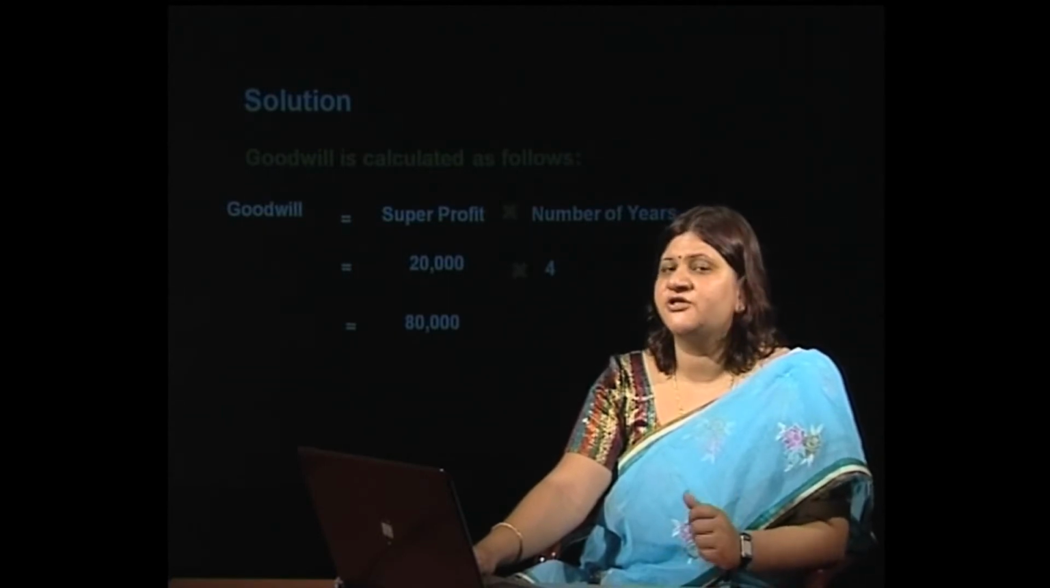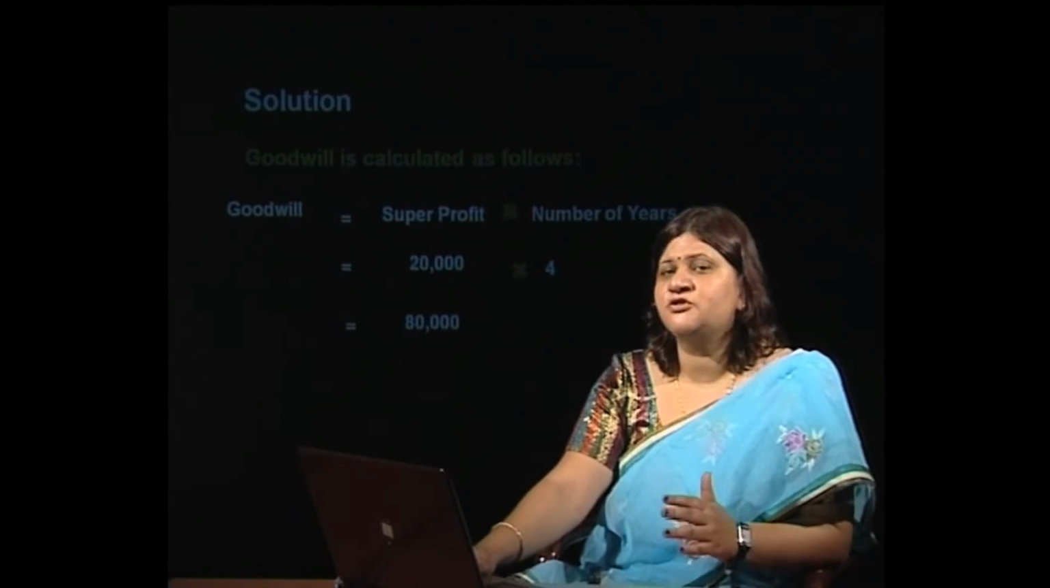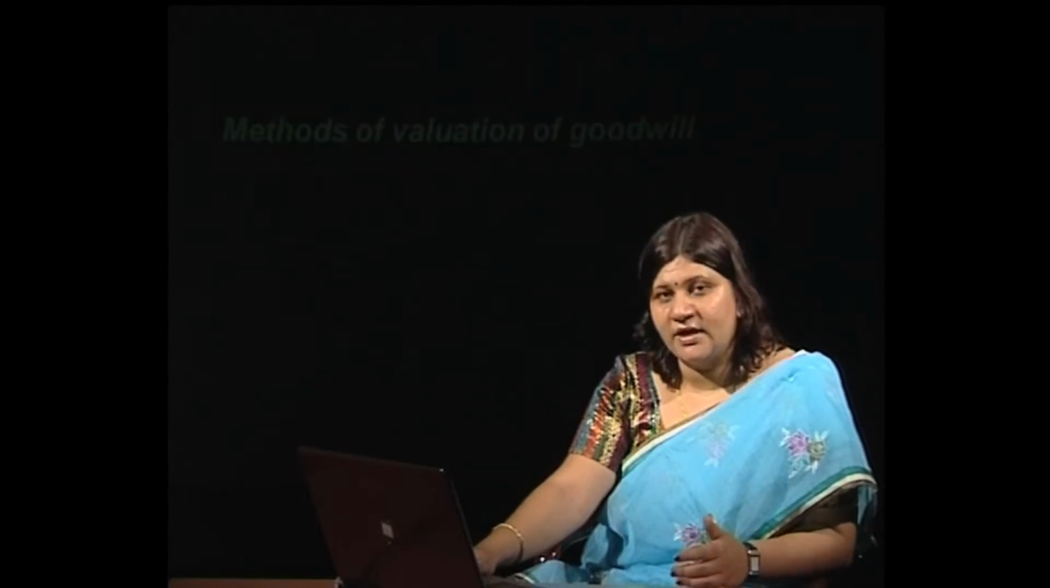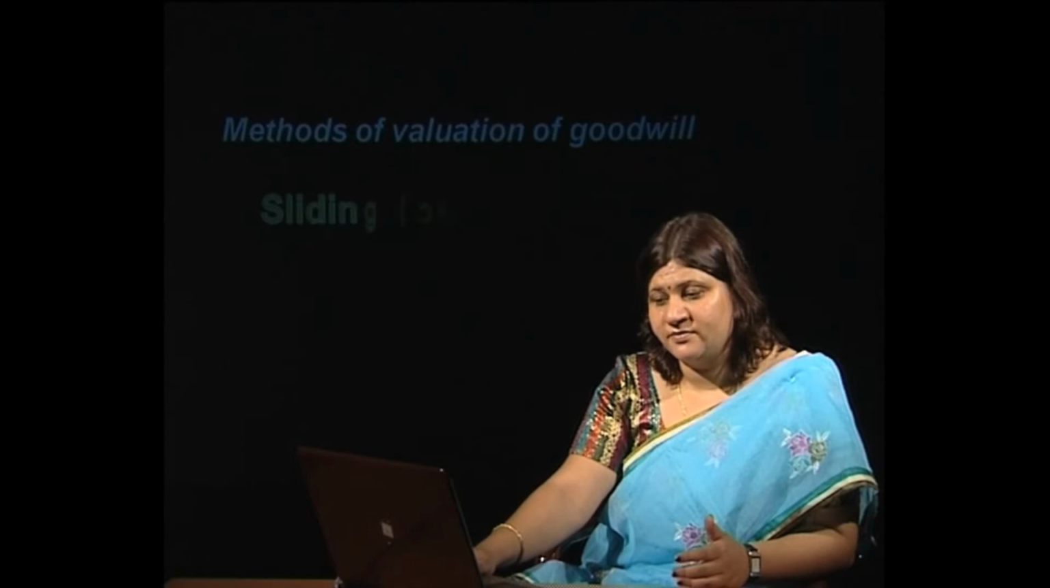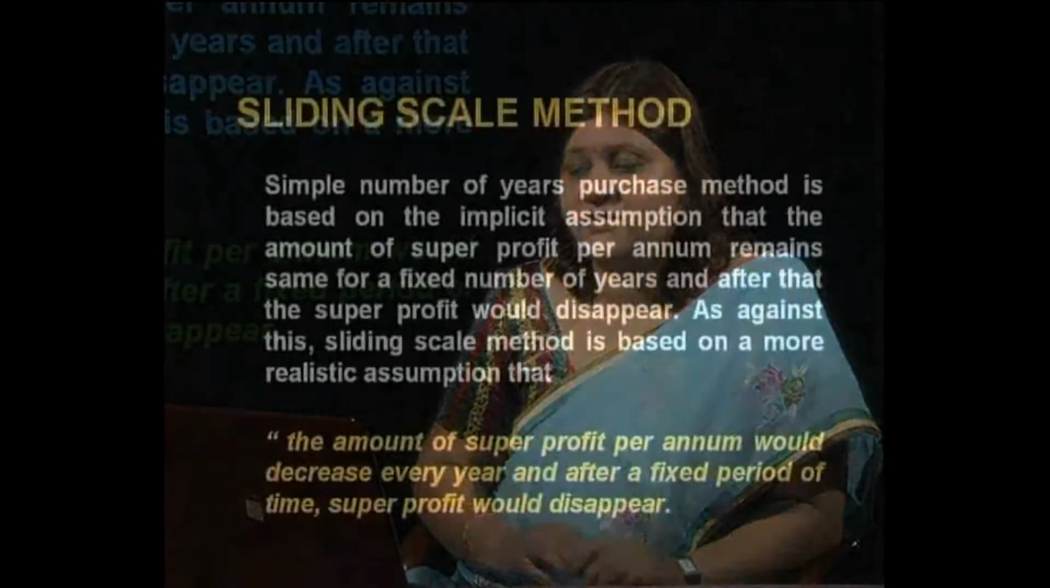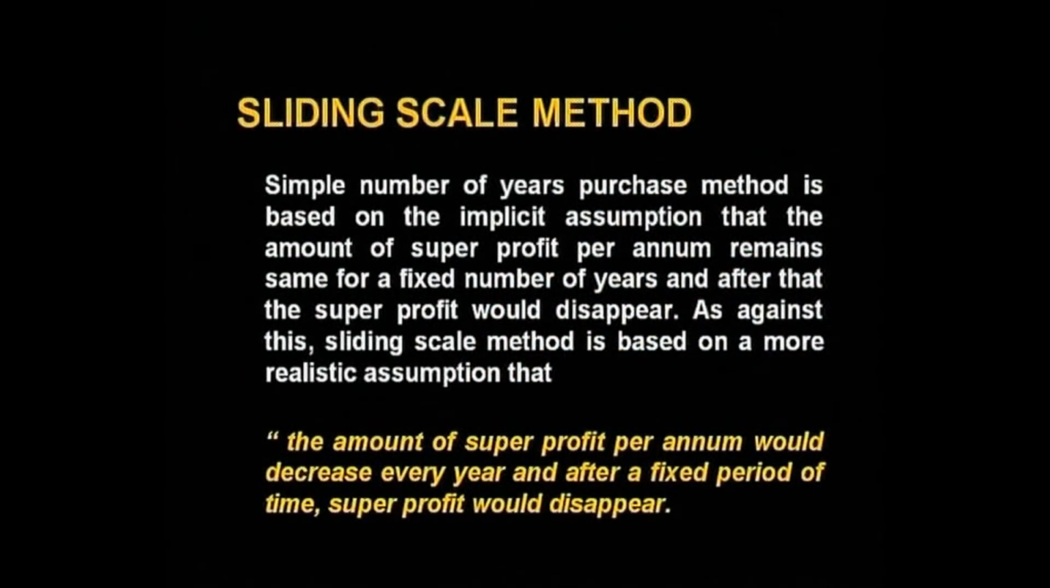A further modification is done and a variant of this super profit method has evolved. Let us understand this variant of valuation of goodwill under the super profit method, and it is known as the sliding scale method. Again, it is also based on number of years purchase, but it is a variant of the super profits method so computed. Let us understand what the difference between the two is. The simple number of years purchase method is based on the implicit assumption that the amount of super profit per annum remains the same for a fixed number of years, and after that super profit would disappear.